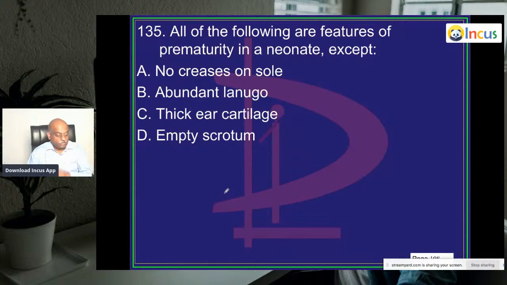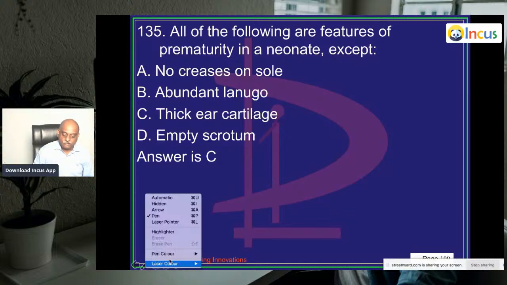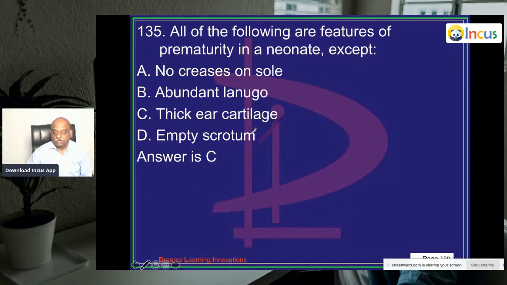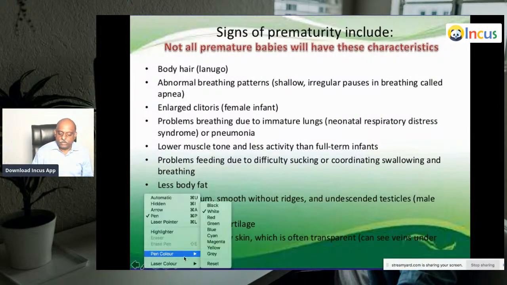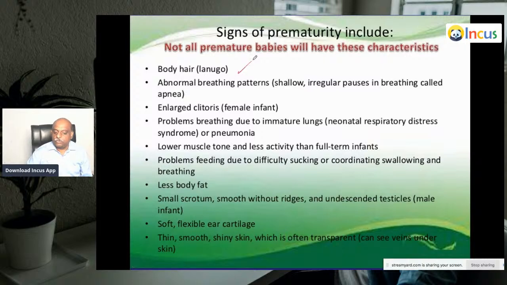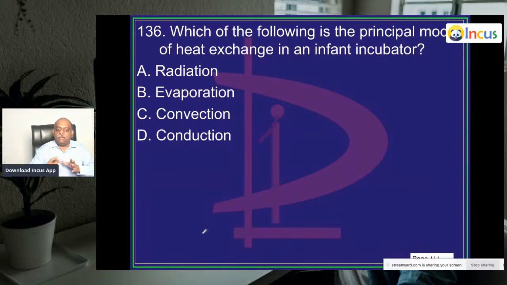Now doctor, what are the features of prematurity in a neonate? Premature children can typically present with no creases on the sole, abundant lanugo, empty scrotum because of undescended testis. So you should know what are the list of things you need to know. The lanugo, abnormal breathing pattern, enlarged clitoris, lower muscle tone, less body fat, small scrotum, small soft flexible ear cartilage characterizes the premature. What is the main method of heat exchange in an infant incubator? Convection current, convection.